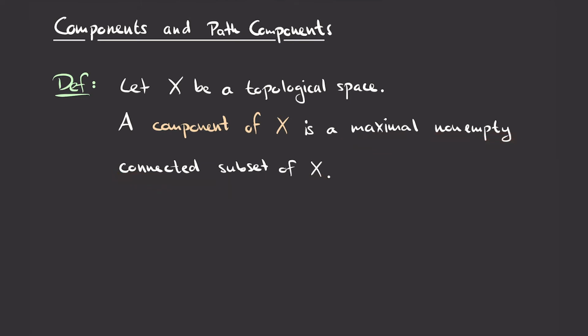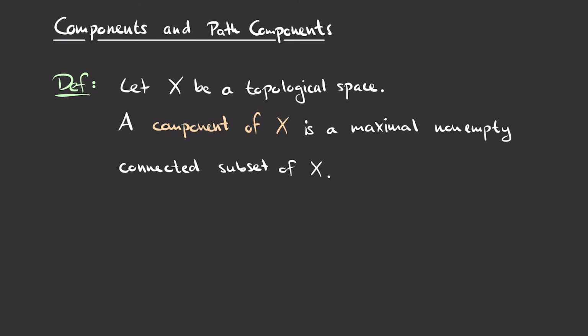Let me explain all of these adjectives in turn. So non-empty just means that this component should contain at least one point. We already know what connected means. So connected means that you can't decompose your subset into two non-empty open disjoint subsets. So that's the notion of connectedness we saw 2 videos ago. And finally, maximal needs to be understood in terms of inclusion. So a maximal non-empty connected subset means that it's a non-empty connected subset that is not properly contained in any other larger connected subset of X.